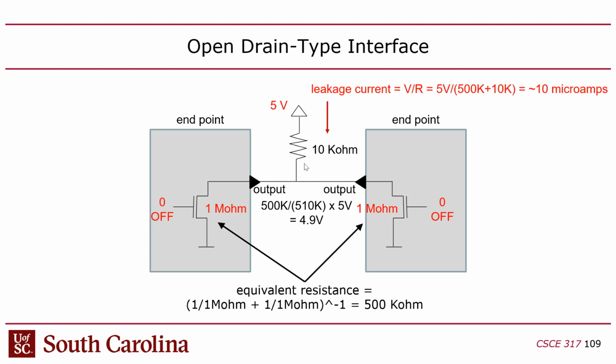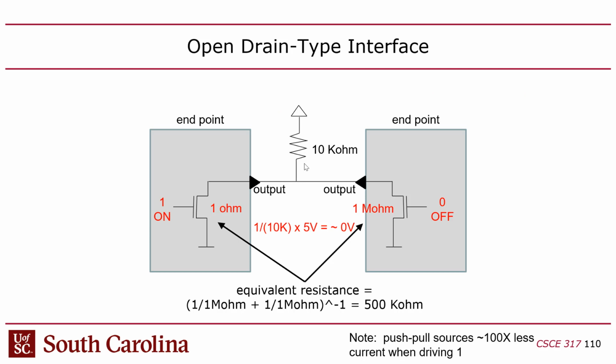Now you will have a little bit of leakage current there, but it'll be very low. Okay, so what happens when one of the devices turns its pull down transistor on? You start pulling down to ground, and you get an on resistance of about 1 ohm. Basically you get another voltage divider, where that 1 ohm is very small compared to the 10 kilo ohm that's pulling up. So you end up with a voltage that's very close to 0 on the output.